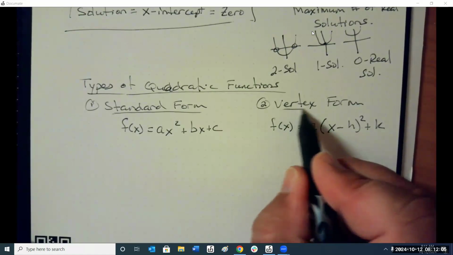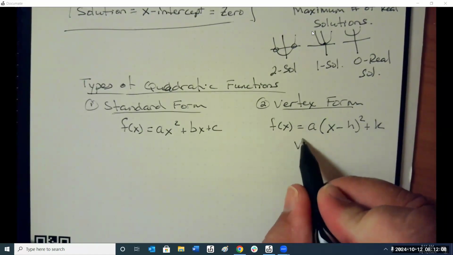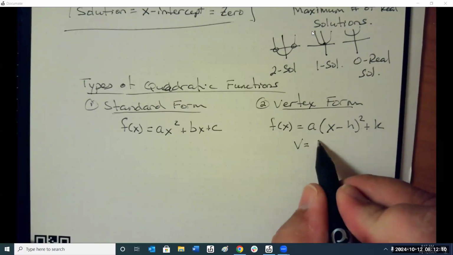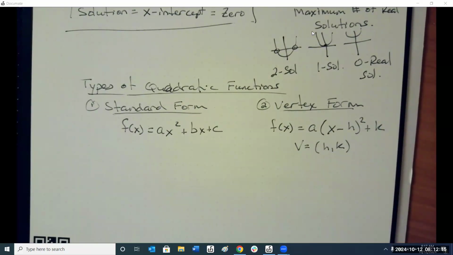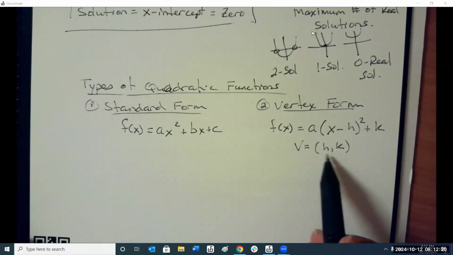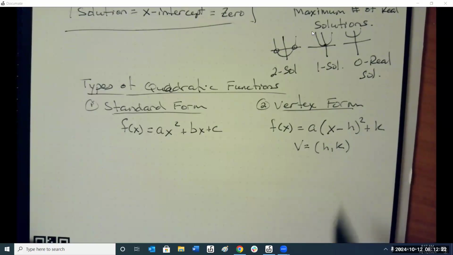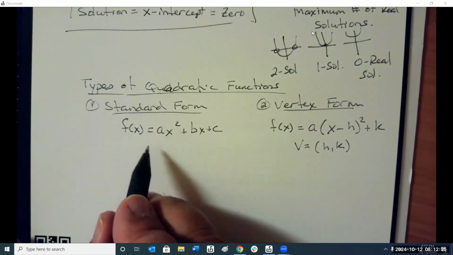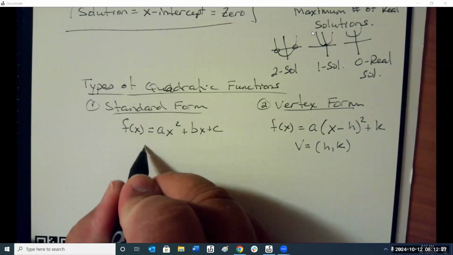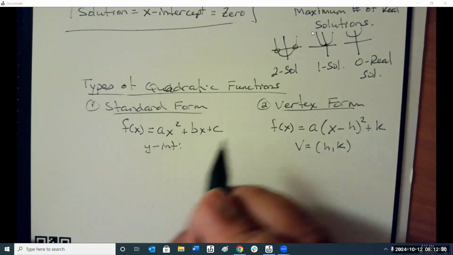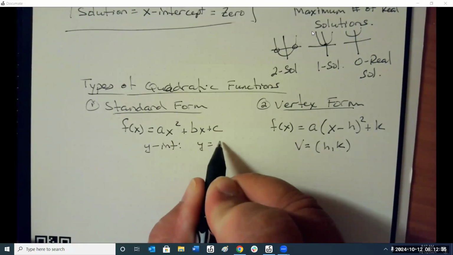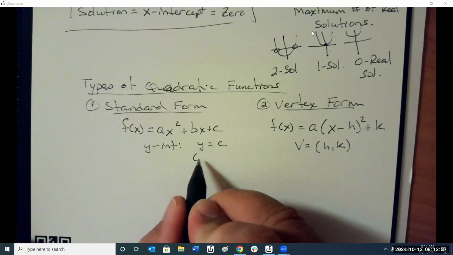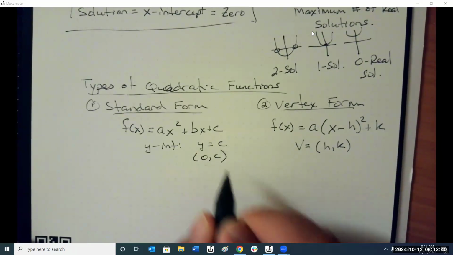The reason they call this the vertex form is because the vertex is at the point (h, k). So just by looking at this equation, we can tell that the vertex is at (h, k). The only thing this one really tells us is the y-intercept. The y-intercept is at y equals c, or at (0, c).